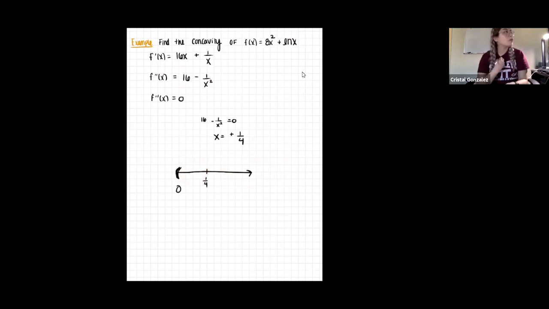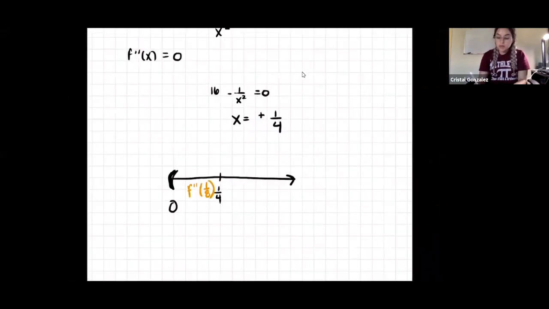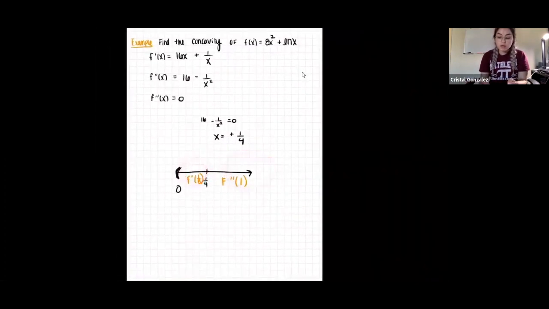The two that I will use are f double prime of 1 over 8, which is smaller than 1 over 4, and f double prime of 1. If I test f double prime of 1 and f double prime of 1 over 8, go ahead and pause the video and see what you get. But you should get concave downward here and concave upward on this area.